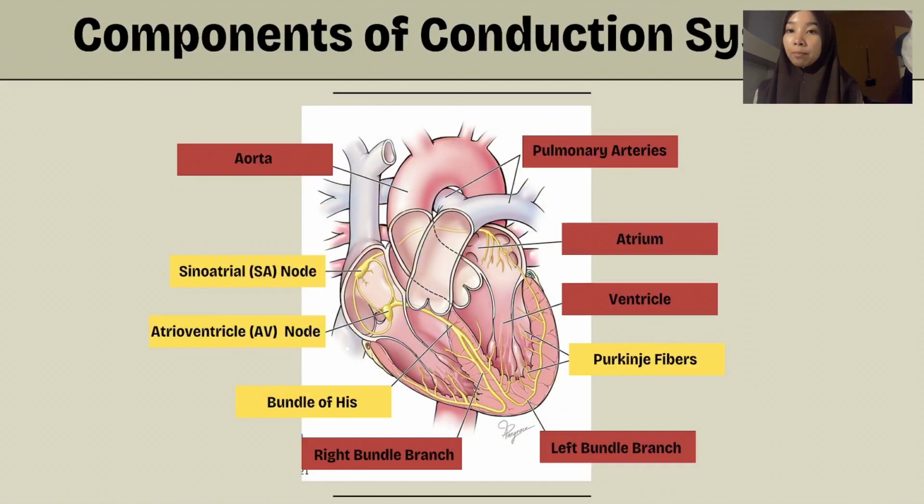So, what are the components of the conduction system? As you can see here, it is the structure of the heart. We have aorta, pulmonary arteries, atrium, ventricle, Purkinje fibers, left bundle branch, right bundle branch, bundle of His, atrioventricular, AV node, and sinoatrial SA node. The difference between the red color and yellow color is that the yellow color is where I highlighted the components that are involved in the conduction system process.